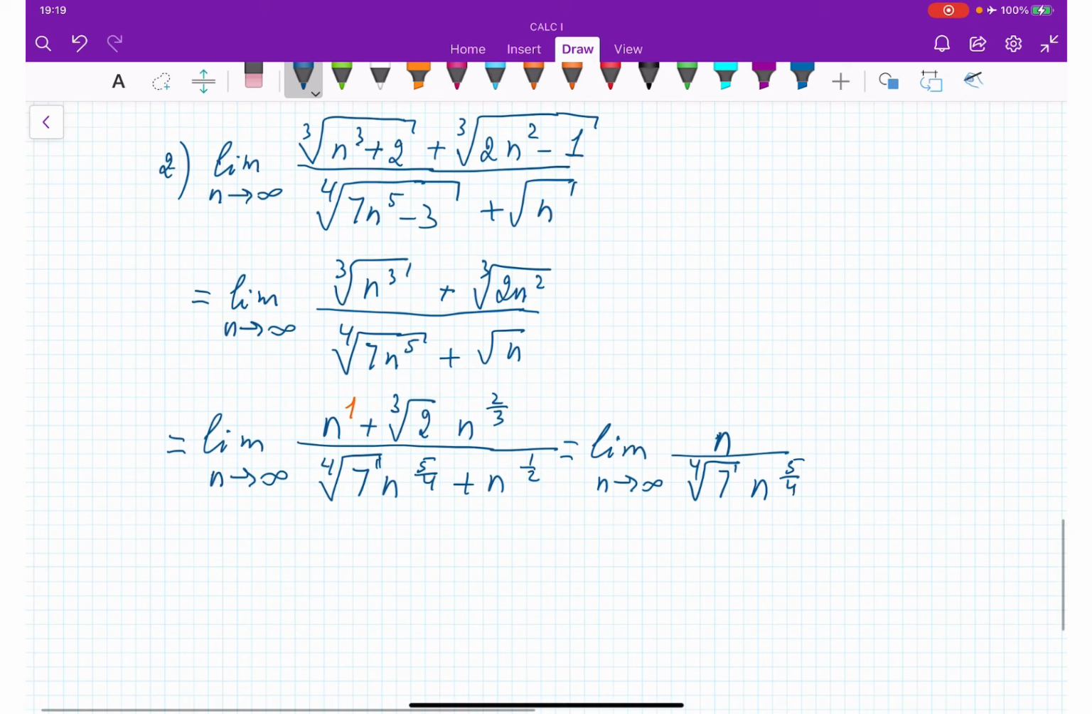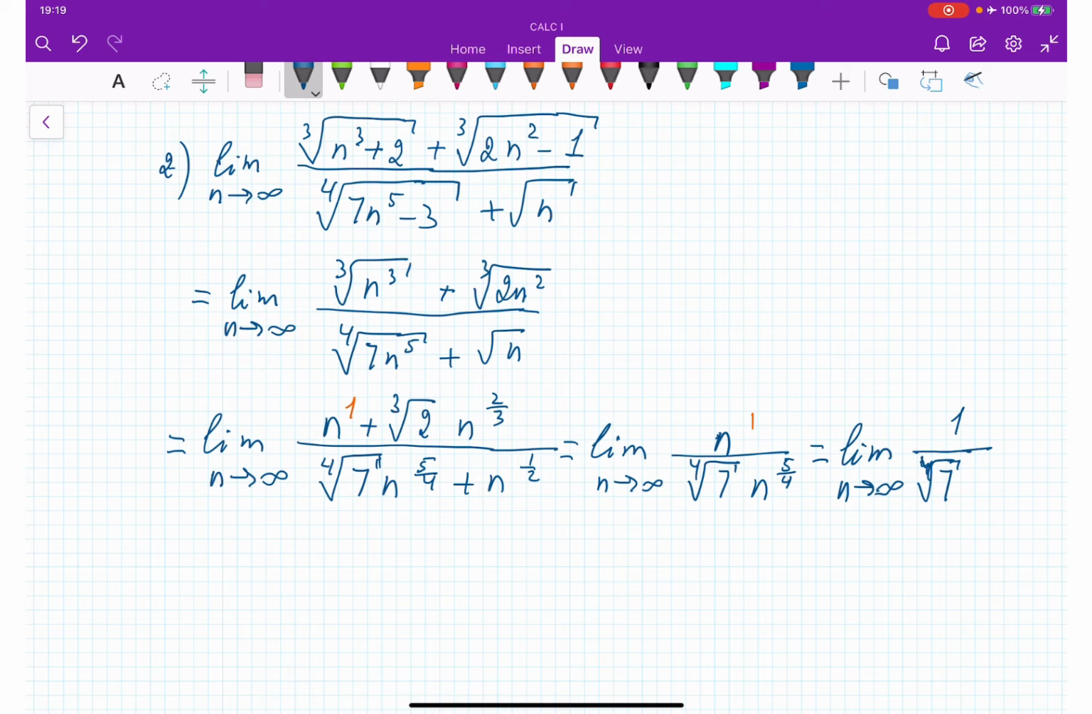And we are getting the limit as n goes to infinity. What do we have? In the denominator we have degree 5/4. In the numerator we have degree 1. Since the degree in the denominator is greater, the denominator is going to survive, but the numerator is going to be gone, right? So what is it going to be? 1 over the degree 4 radical of 7.